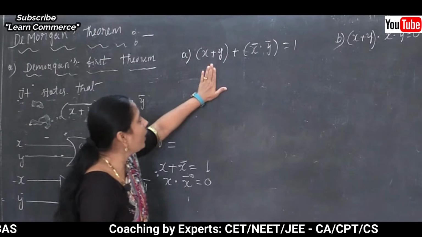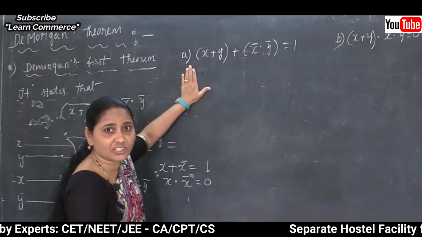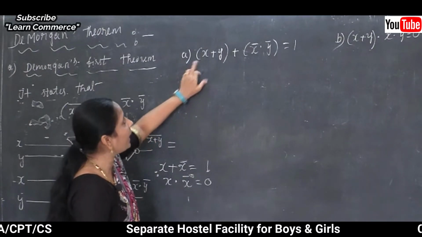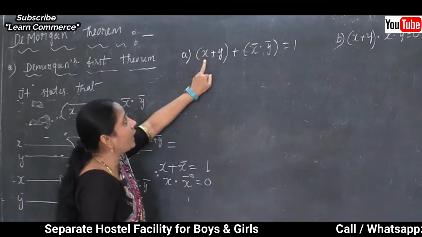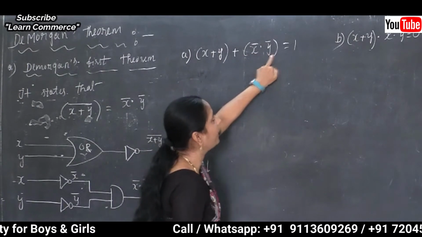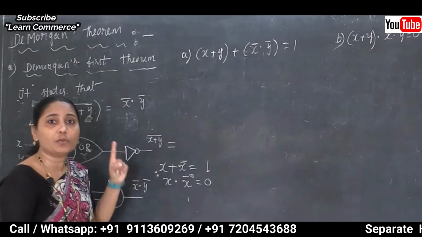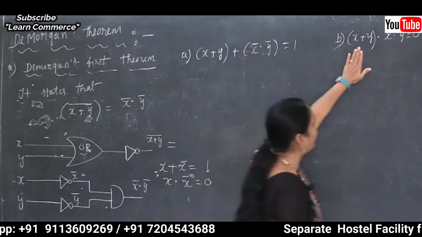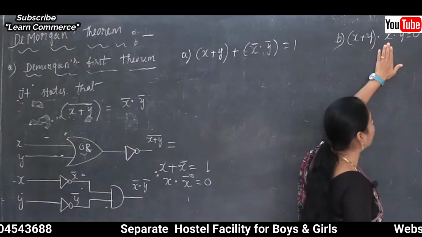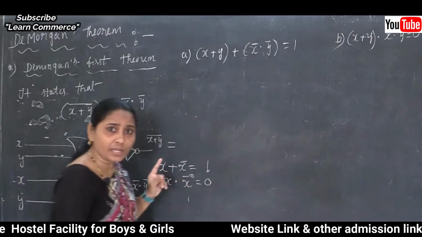Now we know why, because when you are going to prove the two laws, in one section two options are there. So when you are going to prove x plus y plus complement of x and complement of y, we should get the result as 1. And second, when you are going to prove x plus y and complement of x and complement of y, we should get the result as 0.